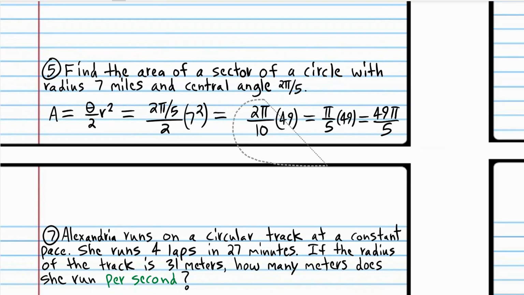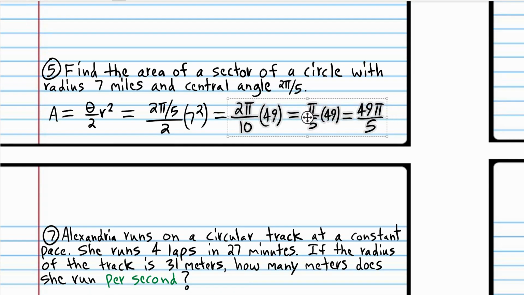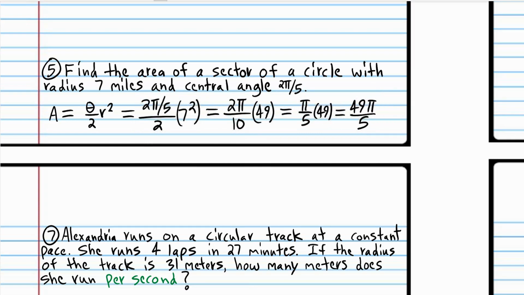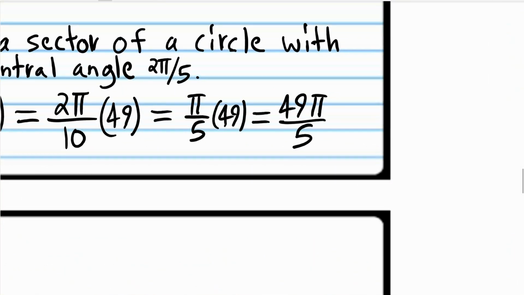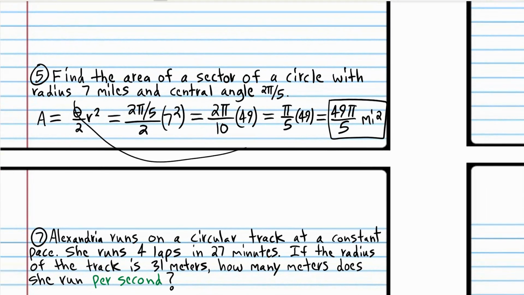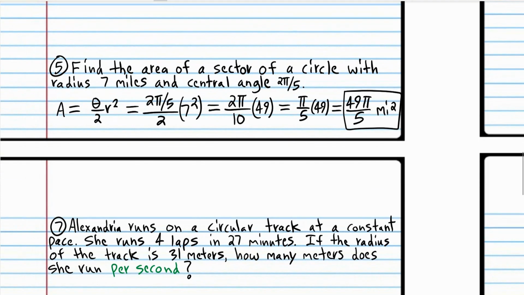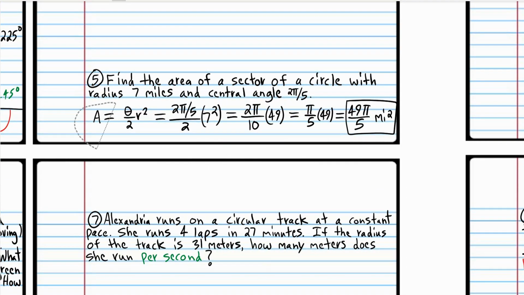So we don't have to worry about rounding off because we can just write that exact answer. But if you don't write units, that's going to be a problem. It says find the area. So the area is going to be square miles. How do I know it's miles? Well, because the radius is in linear units of miles.